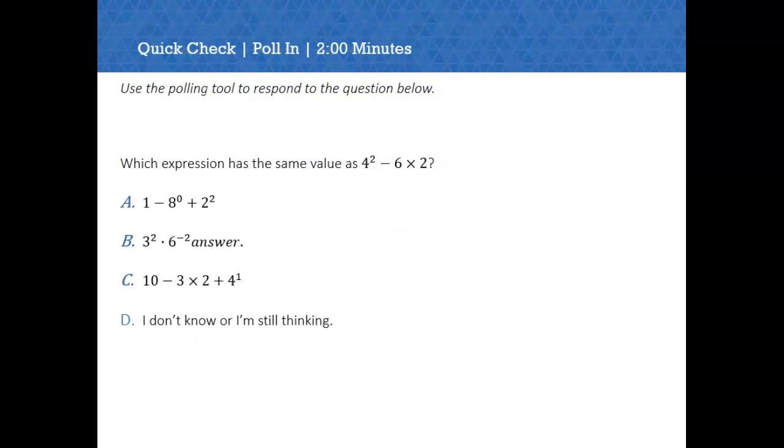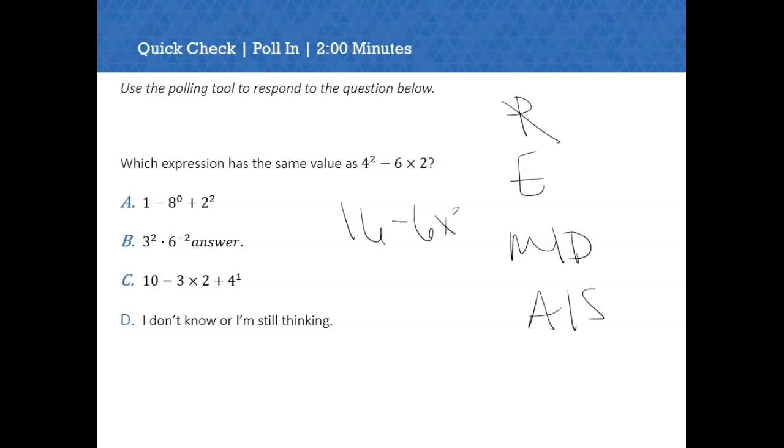So a quick review: which expression has the same value as 4 squared minus 6 times 2? Remember, in our order of operations, parentheses, which we don't have, then exponents first. So we do have an exponent. 4 squared is 16 minus 6 times 2. Now the multiplication, so 6 times 2 is 12. Then we can do the addition or subtraction. So we have 4. Now we need to look at this and see.